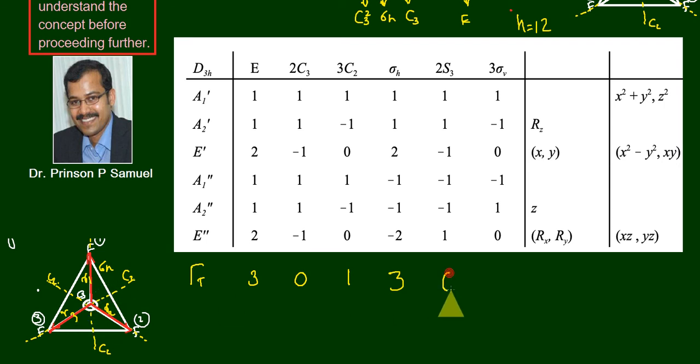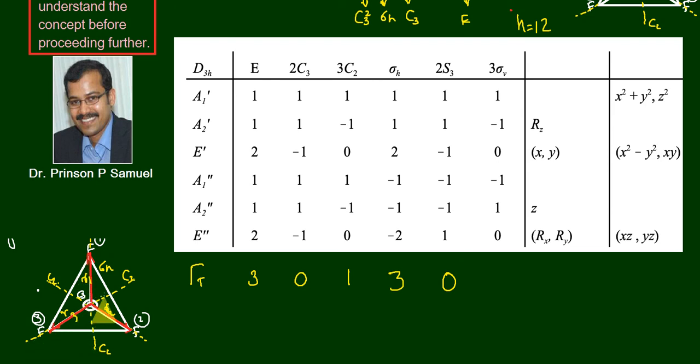Therefore, the total character is equal to 0. And what about sigma v? Sigma v is a vertical plane, and this vertical plane will contain the C2 axis, and the C2 axis is passing through one of the BF bonds, and therefore three C2 axes are like that. Corresponding to three C2 axes, there will be three sigma v's also.